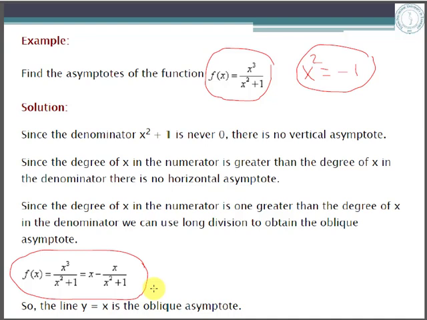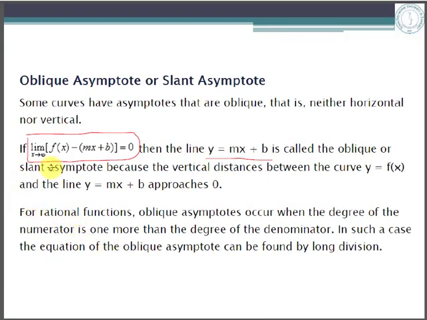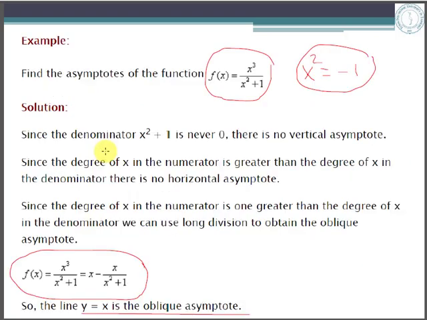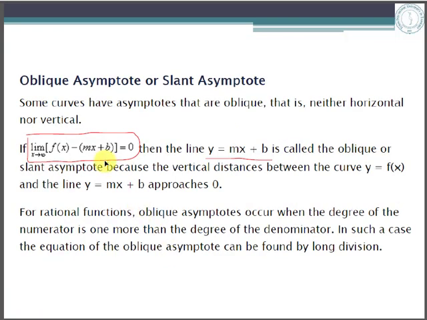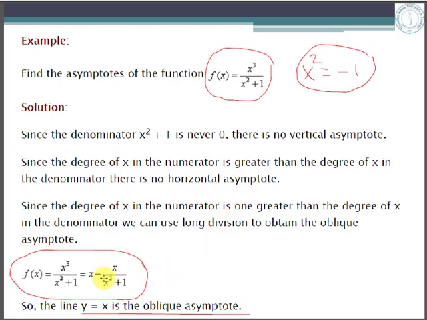And now, it means the line y equal to x is the oblique asymptote. Why? Because by the definition, f of x minus (mx plus b) tends to 0. So here f of x minus (mx plus b) will be 0. Now our mx plus b, in our case, is just x.